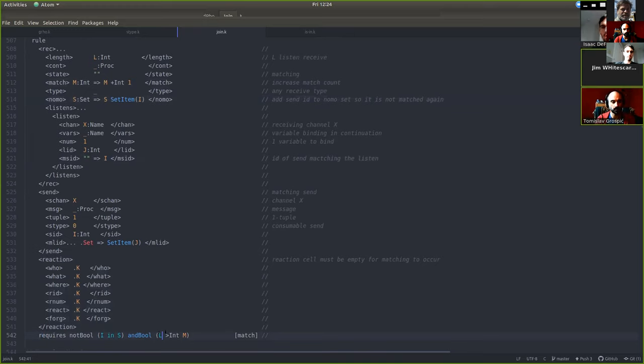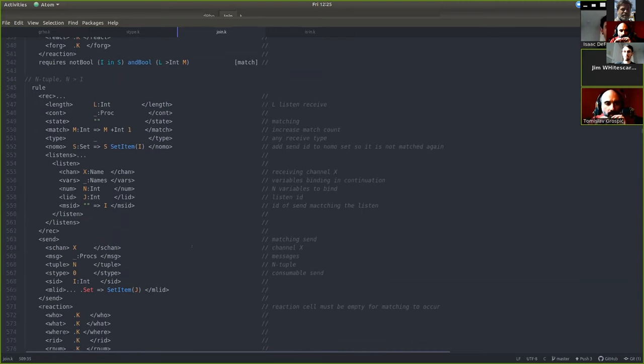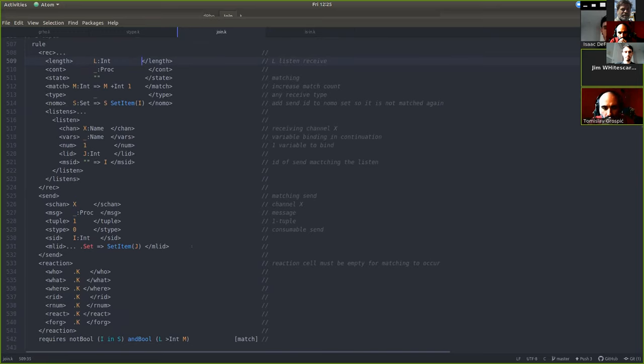And then the other requirement here is the number of listens that are in this particular receive. Well, I need to have matched fewer times than that, strictly, to match again, right? So that's the other requirement here. As long as I haven't already matched all of the listens, then I can still match. And as long as this particular send hasn't matched one of the listens, then it can go ahead and match it. Cool. Yeah. So this is basically the rule. Whether or not I'm listening for one name or a million names, it works exactly the same way. And this is exactly the rule for when you have joins, right?